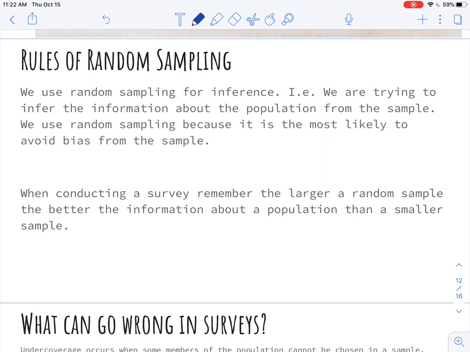When conducting a survey, remember the larger a random sample, the better the information. So if those polls had 90% of voters, we'd probably have a much better idea of how that election would have turned out than when the polls can only get 5 or 6% of voters. They do their best to try to get every voter represented and things like that, but still each individual has their own opinion. It can vary and it can change. So we can't look at our sample and then say, because our sample feels this way, the entire population feels this way.